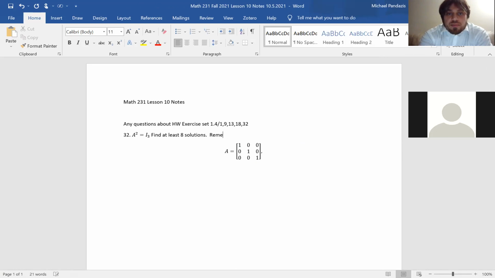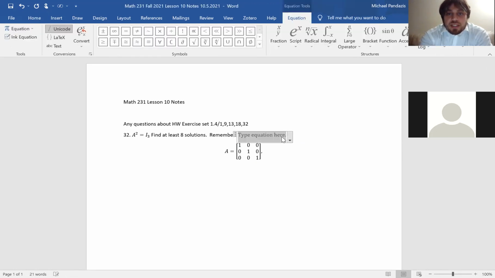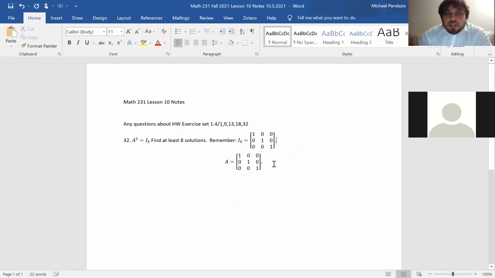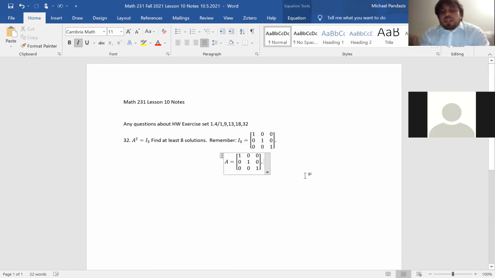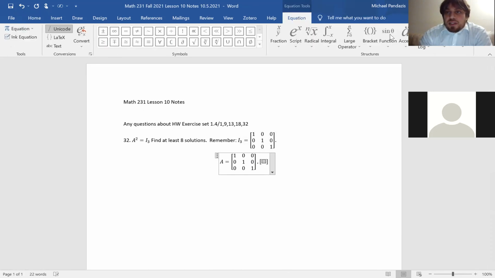Maybe you forgot what I sub 3 is. I sub 3 is the 3 by 3 identity matrix. So I sub 3 is just actually the exact matrix I just wrote down. This is I sub 3. So do you see how if I square that A, I get I sub 3? Yeah, because it would be the same thing. Okay, good.